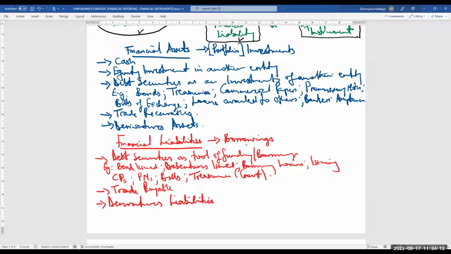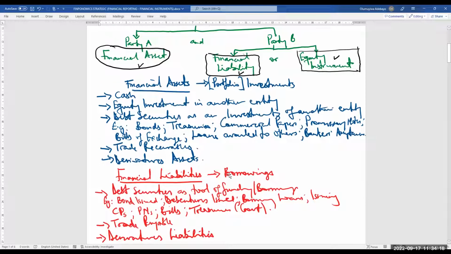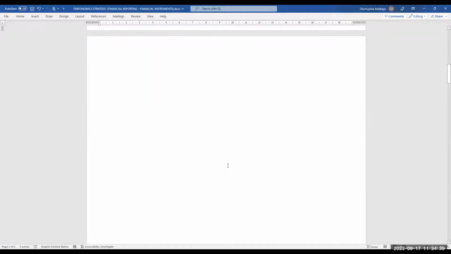Which means we've seen the investment side, we've seen the borrowing side. But on this other side, party B might tend not to consider this as borrowing, but rather consider it as something else. And that's why we said here that it could be a financial liability, which is borrowing, or an equity instrument. And what does an equity instrument entail? Equity instrument entails equity funding. And what does that mean?